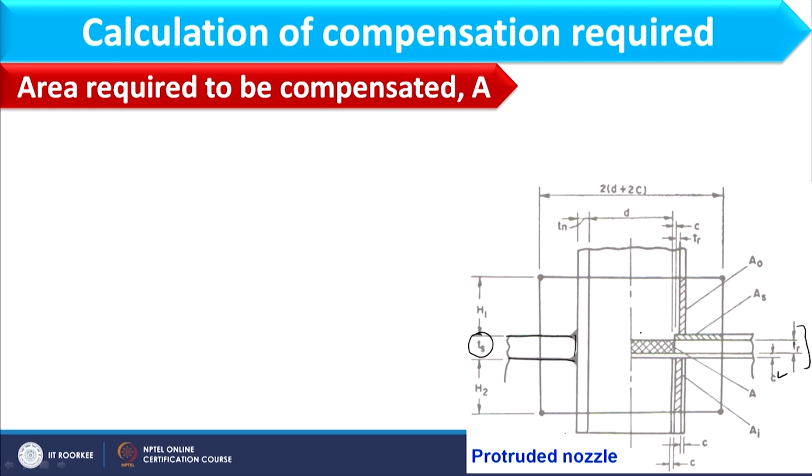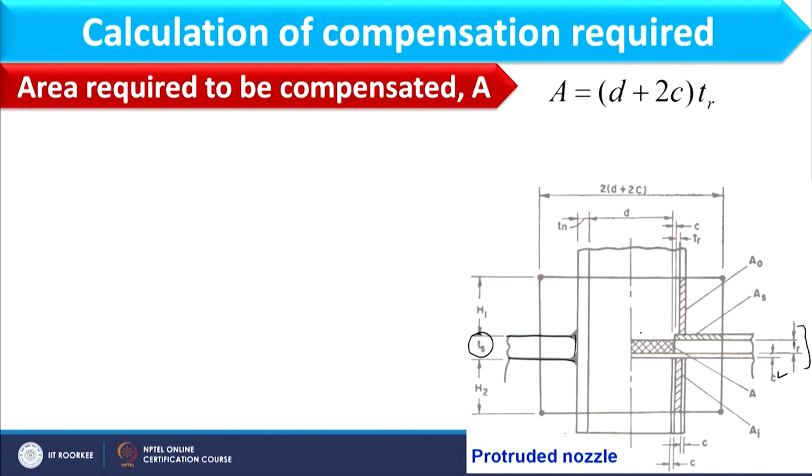Now, as I have discussed, when we create an opening, we insert the nozzle inside this opening, and the inner diameter of the nozzle is considered actually as the opening. I hope you are understanding that. So, area required to be compensated is D plus 2C into Tr. Now, what is D? D is the inner diameter of opening, that you can understand from this diagram, plus 2C. Why have we taken 2C?